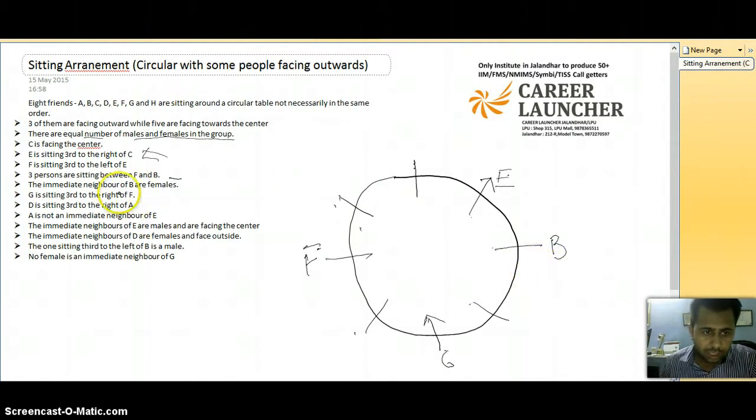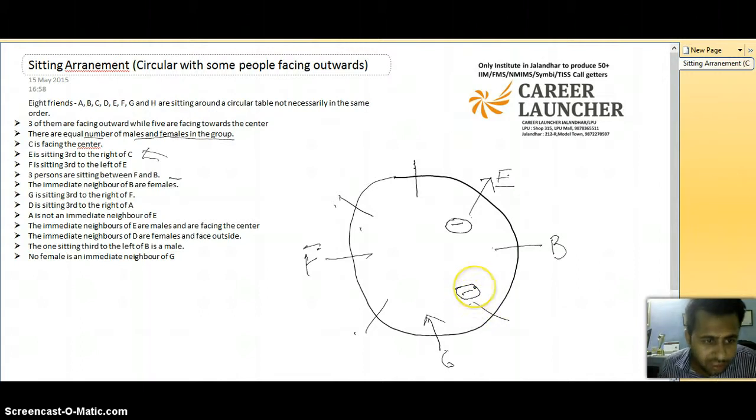The next is immediate neighbors of B are females. So E is a female, so we can put a sign, let's say minus sign for the female and plus sign for the male. This is also a female, but we don't know who it is.